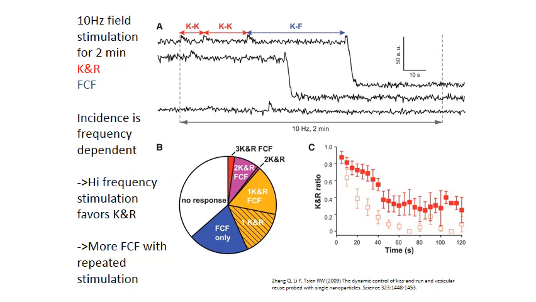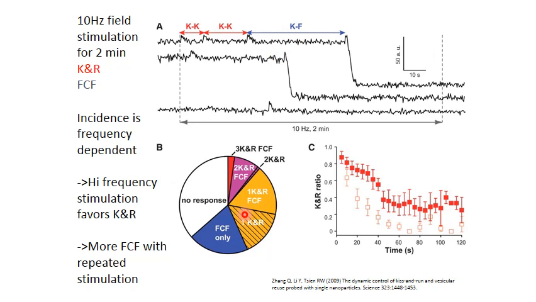But what about changing the frequency of stimulation? In the next experiment, Zhang ups the stimulation frequency to 10 hertz. So quite a large number of stimuli now in this 10-minute period. And here they see sometimes multiple kiss and run events, 1, 2, 3 kiss and run events with an interval time between it before an interval that leads to full collapse and fusion.